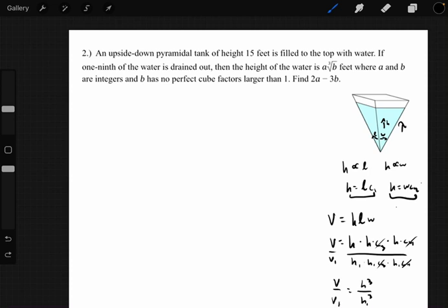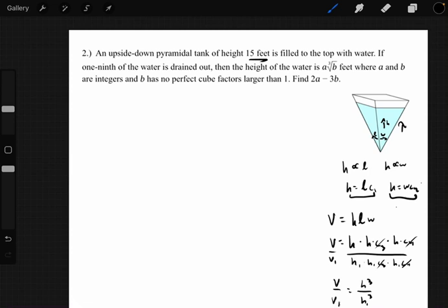Wait, let me read the whole thing. An upside-down pyramidal tank of height 15 feet is filled to the top with water. If 1/9 of the water is drained out, then the height of the water is a cube root b feet, where a and b are integers and b has no perfect cube factors larger than 1. Find 2a minus 3b. So essentially it wants us to find the height after 1/9 of the volume is drained out.